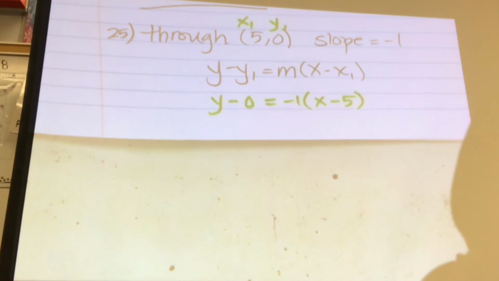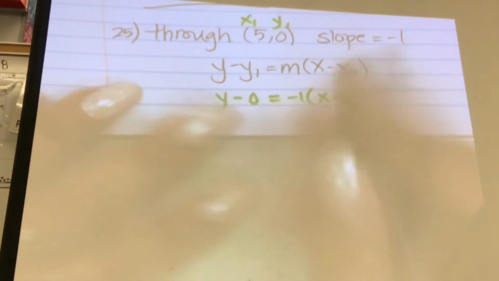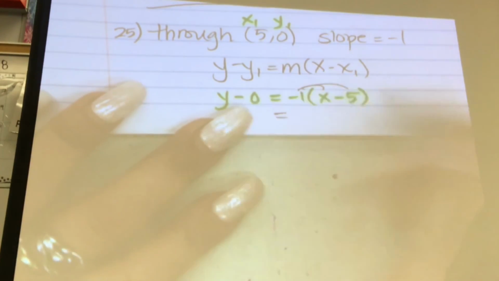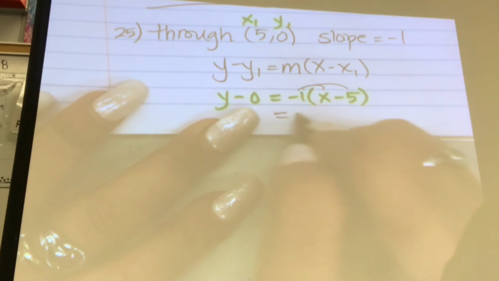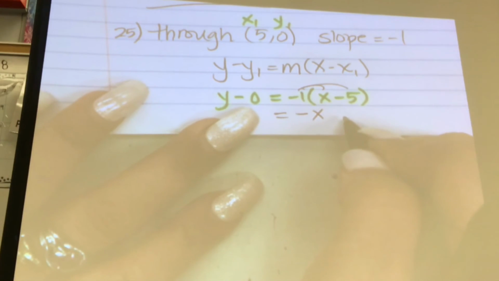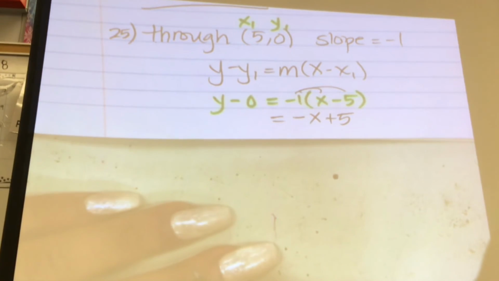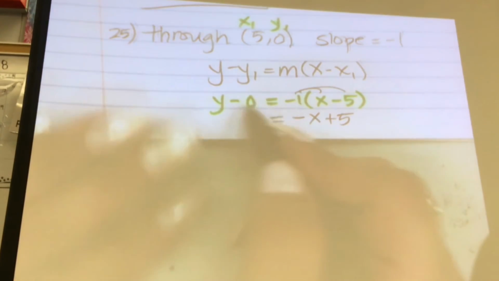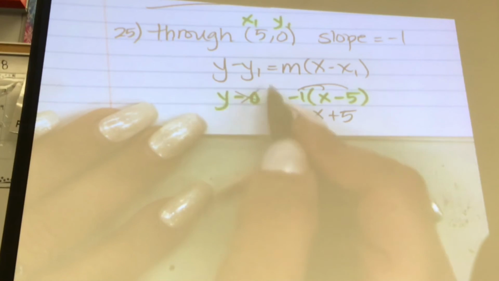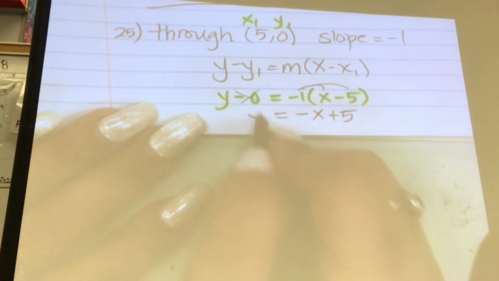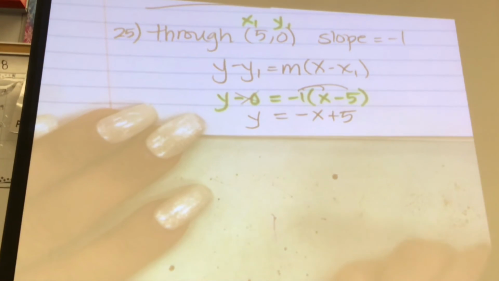Y minus 0. Oh no, distribute. What do you get when you distribute? Negative 1x, -x plus 5. Plus 5. Good. I have a question. Y minus 0. Do I even need the minus 0 anymore? Can't I just put y? Yes. Am I done? No. Last step, Isaiah. What is it?